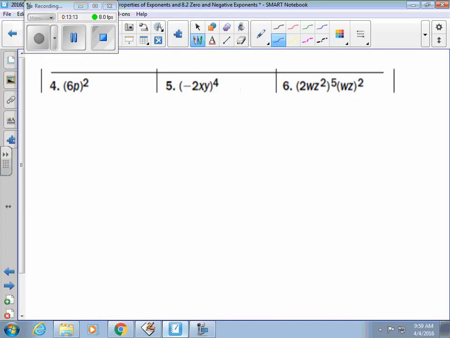Number 4 says 6p squared. Both of those numbers, 6 and p, get squared. 6 gets squared and p gets squared. So 6 squared is 36, p squared. All we can do with that.